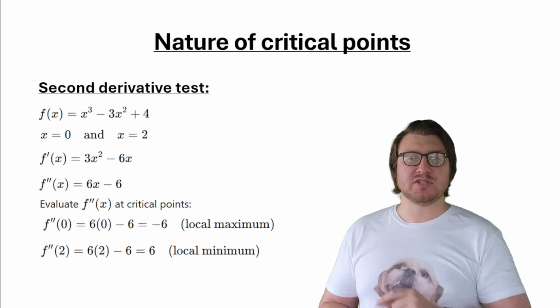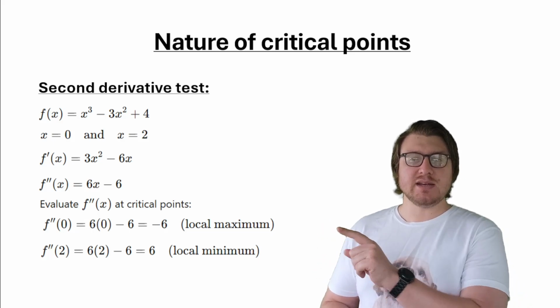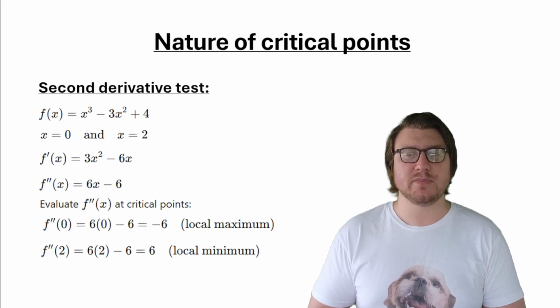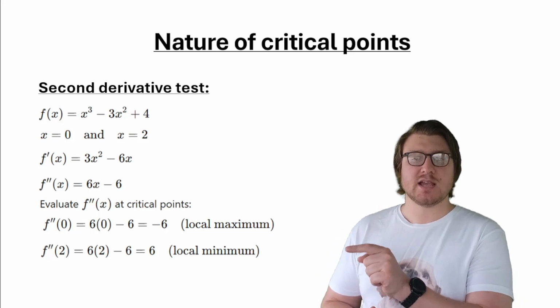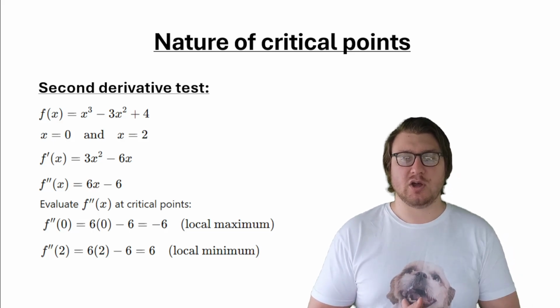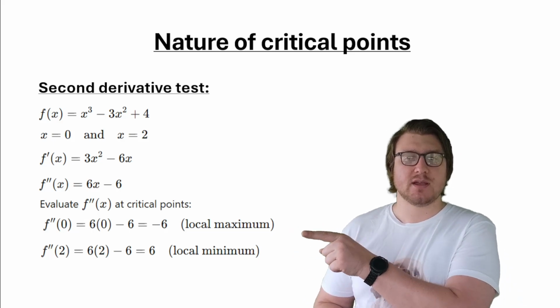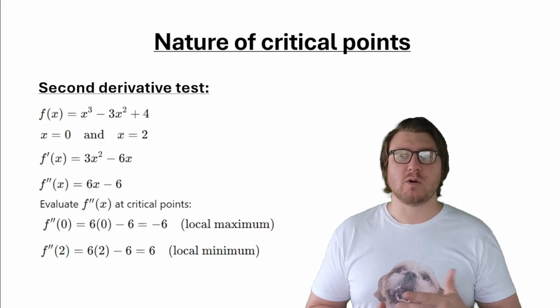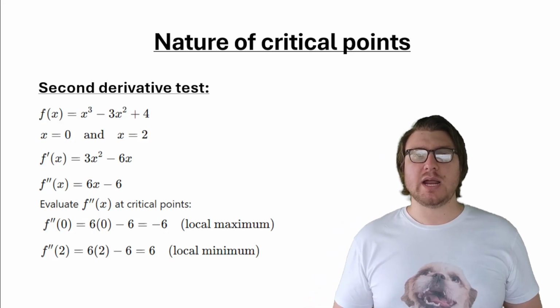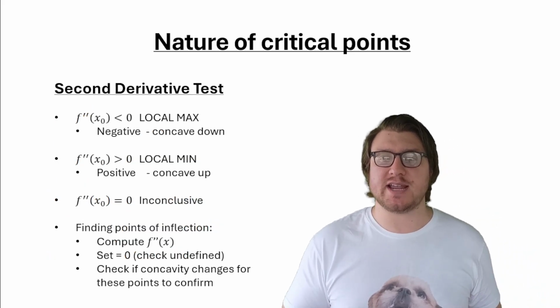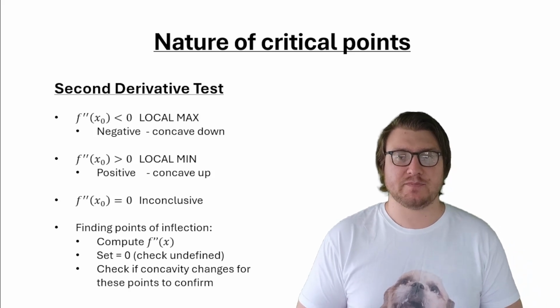If we substitute them in, we're going to get -6 when x is 0. So we have a local maximum, and we have 6 when x is 2, which is a local minimum. Well, hold on. How did I make this conclusion? Well, in order to make that conclusion, we need to know exactly how the second derivative test works.